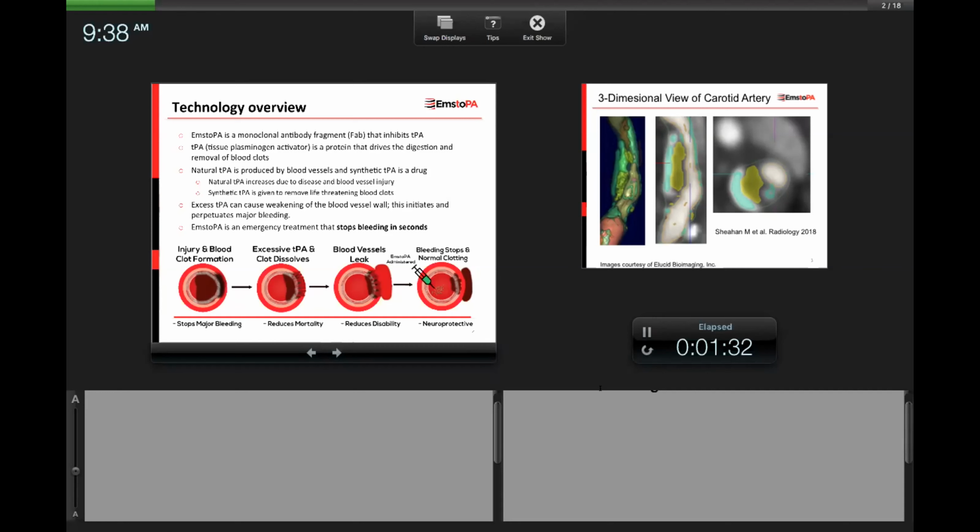However, in 5 to 7% of cases in ischemic stroke and 10 to 15% of patients with pulmonary emboli, the blood vessels begin to leak and severe hemorrhage can result. And so our concept is to stop that bleeding by inhibiting the exaggerated activity of TPA.